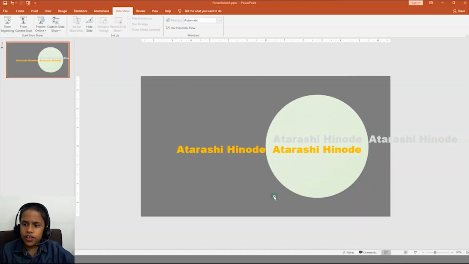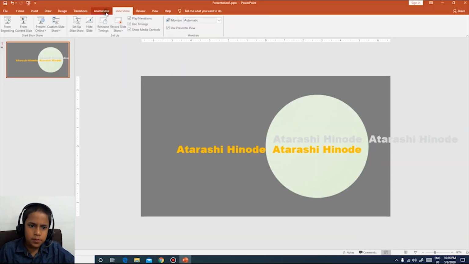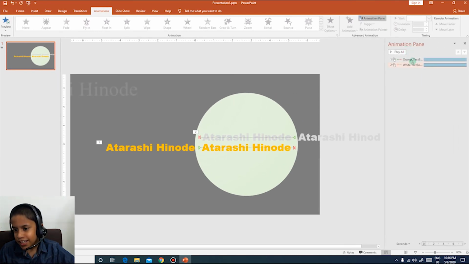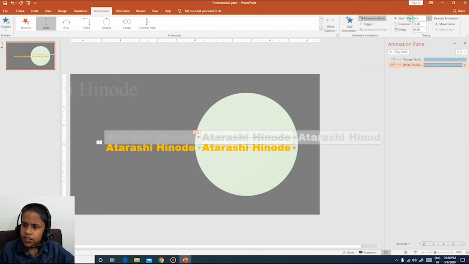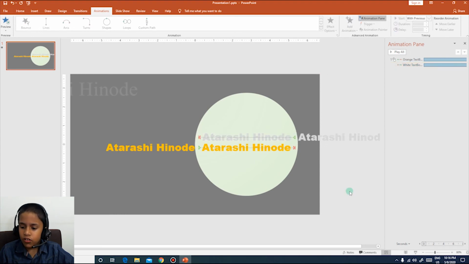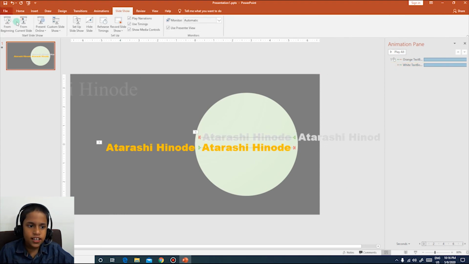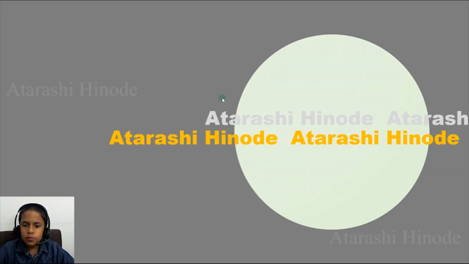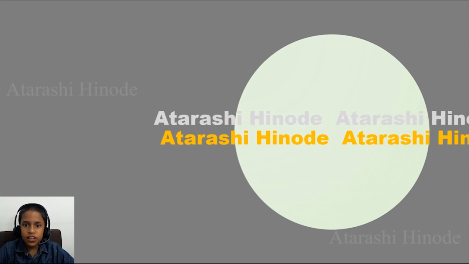So for that, first click animations and then click animation pane. Now select white text box. Now you can see that it triggers on click. So we have to make it with previous. So for that, click this down arrow and then click with previous. Now let me go to slideshow and then let me click from beginning. Now you can see that both the text box are playing together.